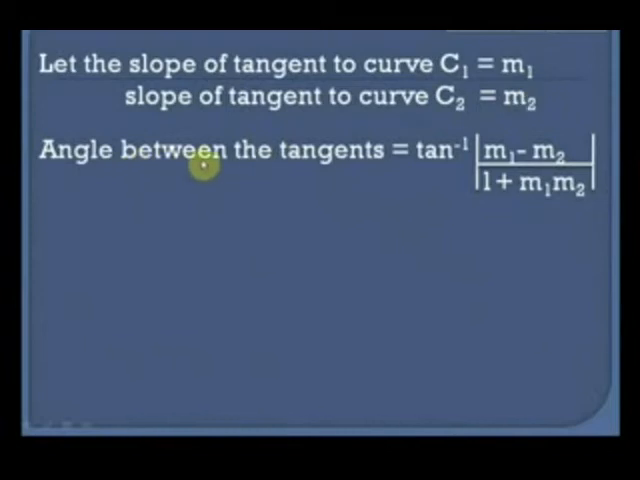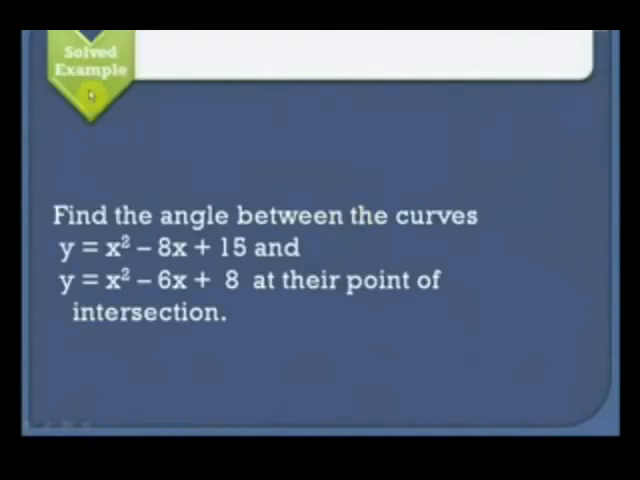Therefore the angle between the tangents is given by tan inverse of modulus of (m1 minus m2) divided by (1 plus m1 m2). This is actually the expression for the angle between any two lines, the slopes of which are m1 and m2, and hence as the angle between two curves is the angle between the tangents, the angle between the curves is given by the expression tan inverse of (m1 minus m2) divided by (1 plus m1 m2). We are taking a modulus sign as we are taking an acute angle, the value of which should be positive. So let us try to solve an example.